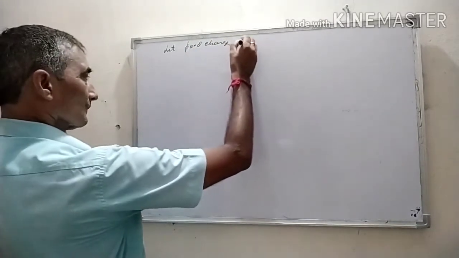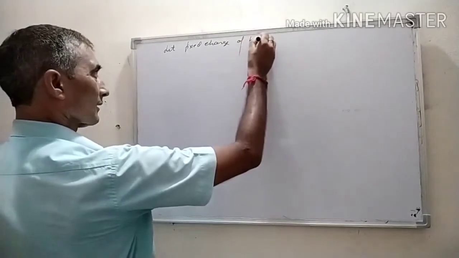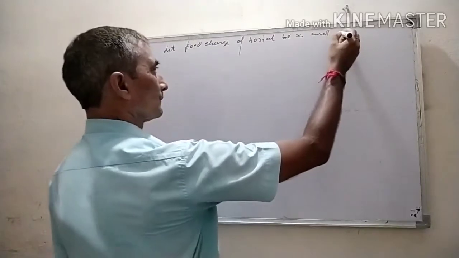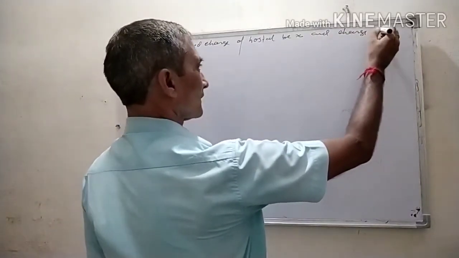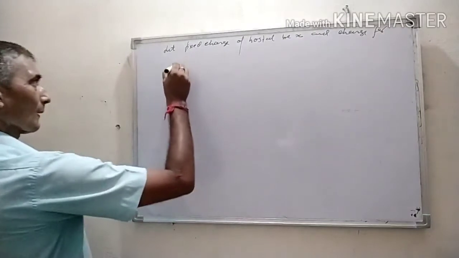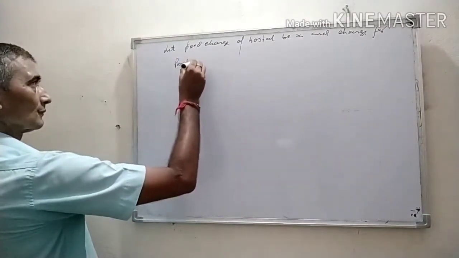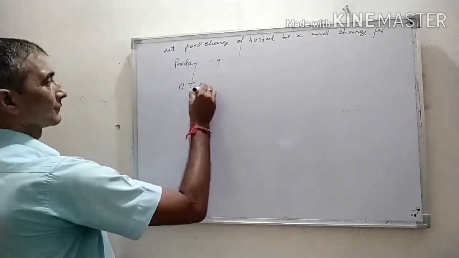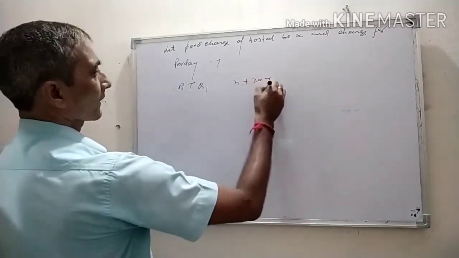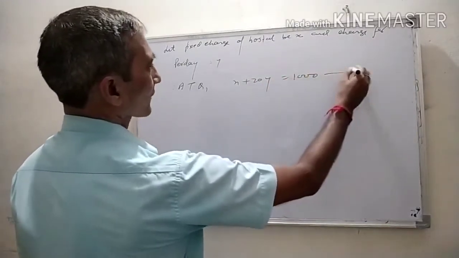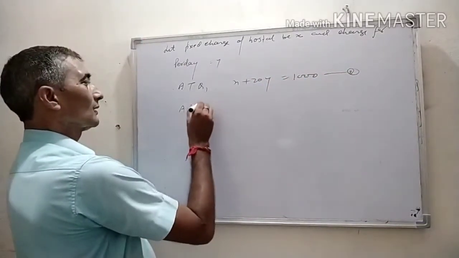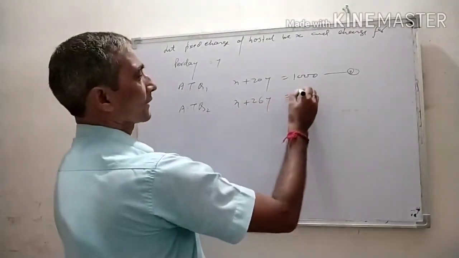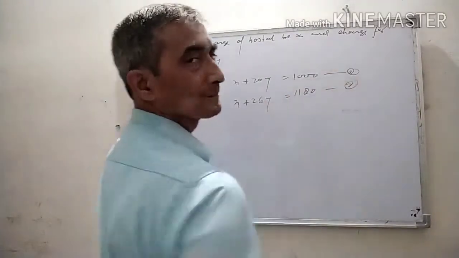Let the fixed charge of the hostel be x and the charge per day equal to y. Therefore, according to the first condition, x plus 20y equal to 1000 first, and according to the second condition, x plus 26y equal to 1180, now second equation.